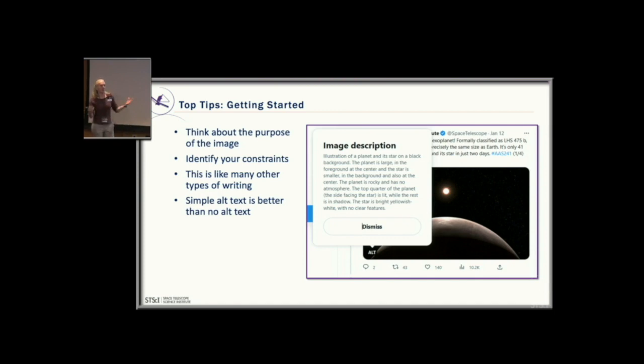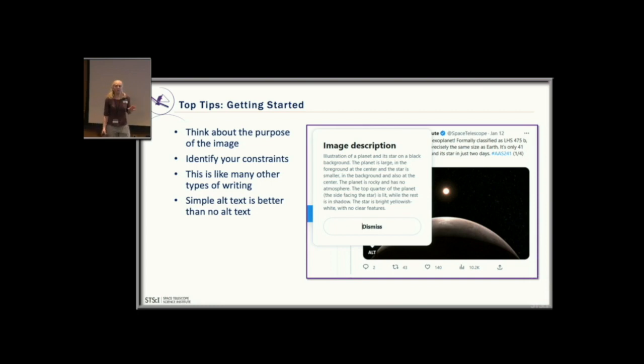Or how could I do it in this way? So anyway, first of all, you've got to think about the purpose of the image, right? Is it there to convey that information, or is it there to just give somebody a visual cue? A thumbnail alt text is different from alt text for a detailed giant image. Identify your constraints. That's oftentimes how much space you have. Often it's time as well. So you might have technical constraints and others.